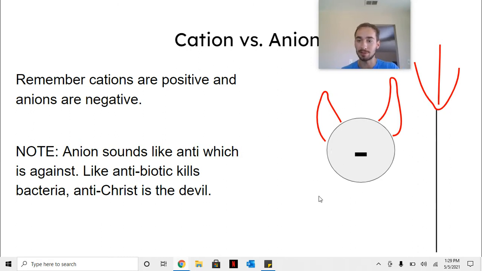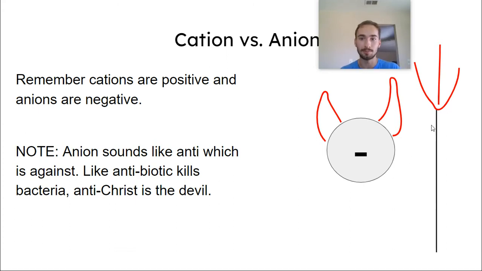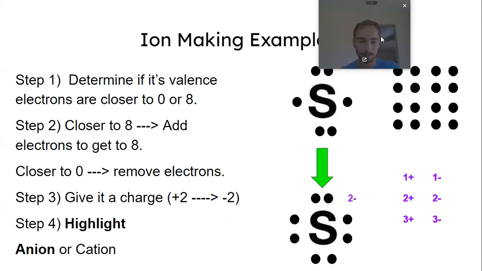And I drew this little picture for you to help you remember. Anions are negative. So if you're gaining electrons, you're going to be negative in an anion, because electrons are negative.